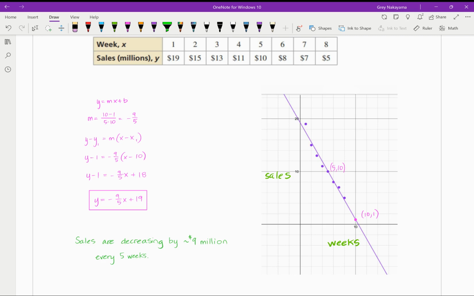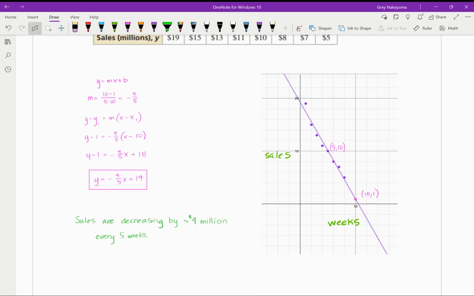And then the y-intercept happens to be 19, because that's negative 9/5 x plus 19. That y-intercept actually doesn't have any meaning, because you have no sales in week 0. Sometimes it does make sense in the problem, but on our particular problem, it does not make sense to have $19 million worth of sales when you haven't even been open.